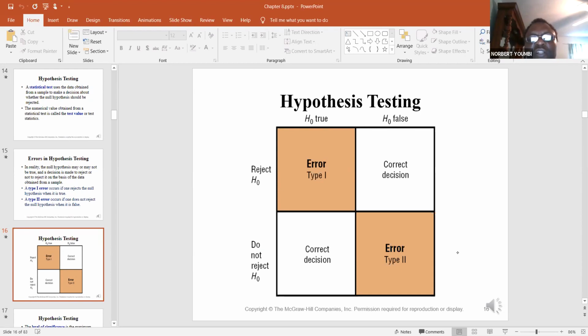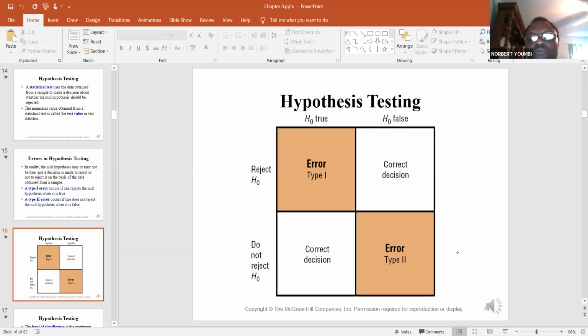If H0 is true and we do not reject H0, it is a correct decision. If H0 is false and we reject H0, it's a correct decision. If H0 is false and we do not reject H0, it is a type 2 error. Just like a person is not innocent and you do not convict the person, it is a type 2 error.